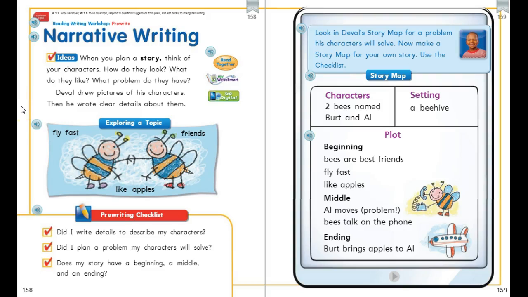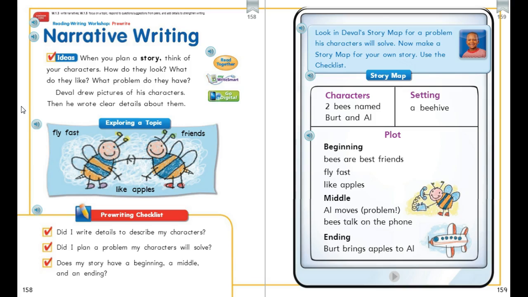Today in writing, we are going to see how a first grader named Deval planned his story. To do that, turn to page 158 and 159 in your student book. When you plan a story, think of your characters. How do they look? What do they like? What problem do they have?